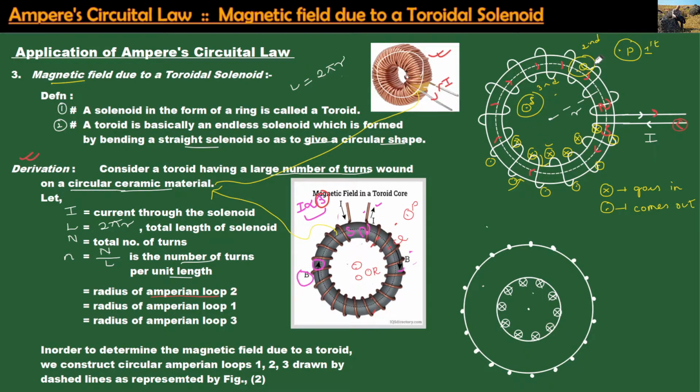So it is obvious that the magnetic field will be more on the interior of the solenoid. Let P be the point which is outside the toroid, let this point Q be the point which is inside the toroid, and let me name this as point S, the point which is inside the toroid. This is the point P which is outside the toroid, and the point Q is in the interior of the toroid.